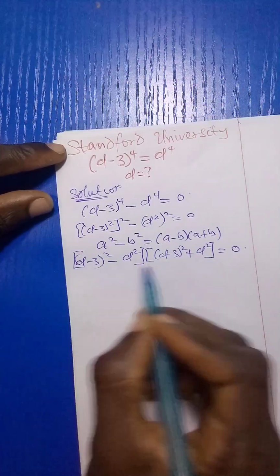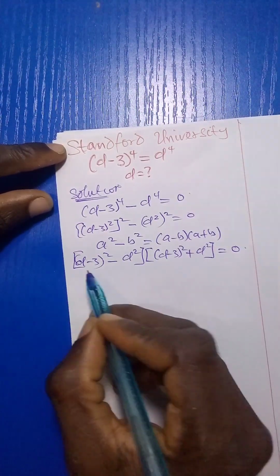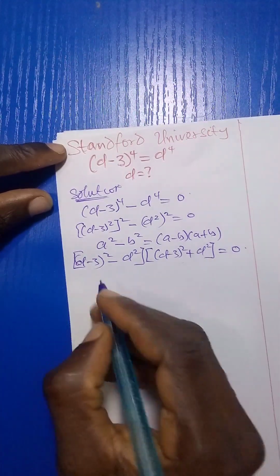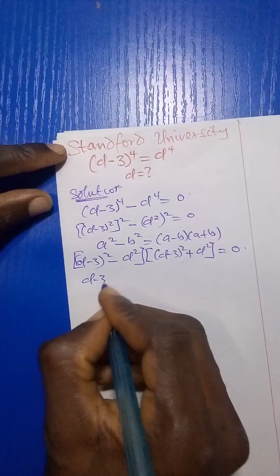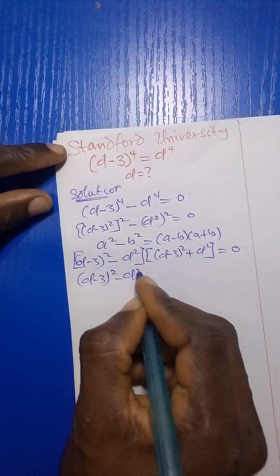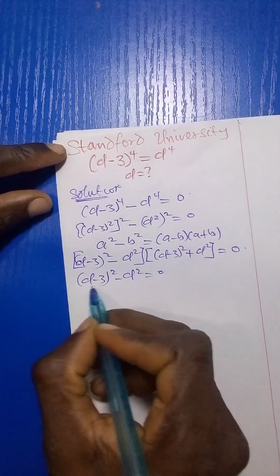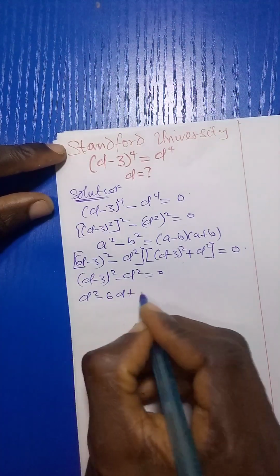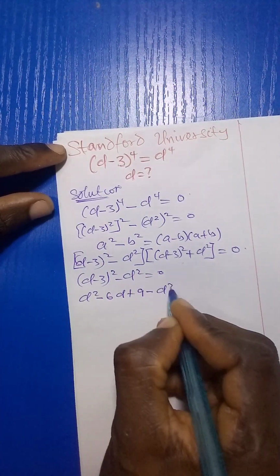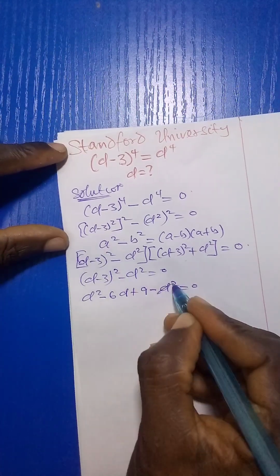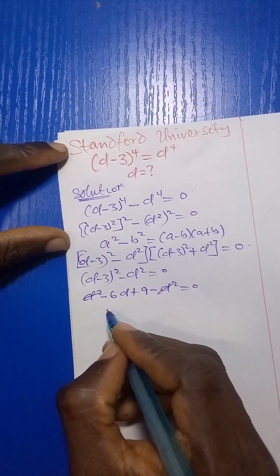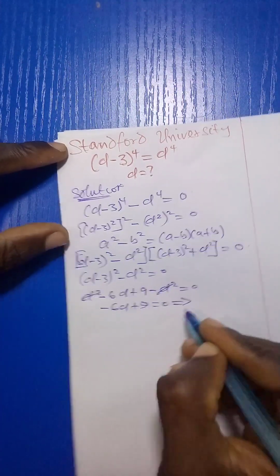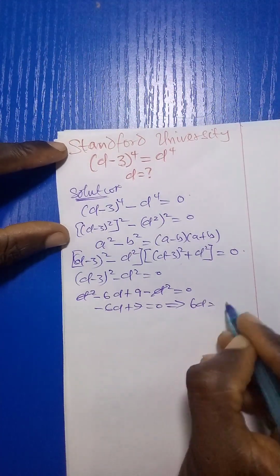Since we have two terms multiplying themselves to get 0, it's either the first term is equal to 0 or the second term is equal to 0. So it becomes (d - 3)^2 - d^2 = 0. If we expand this, we'll have d^2 - 6d + 9 - d^2 = 0, where this and this will cancel out. So we are now left with -6d + 9 = 0. This implies that 6d is equal to 9.